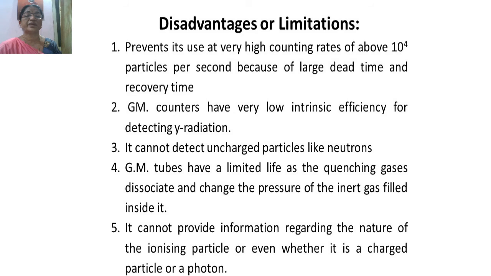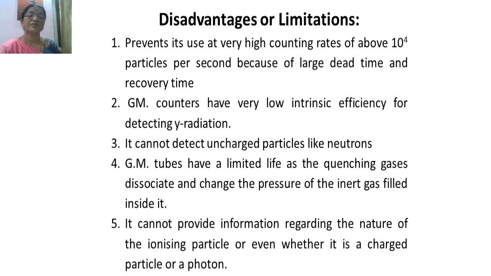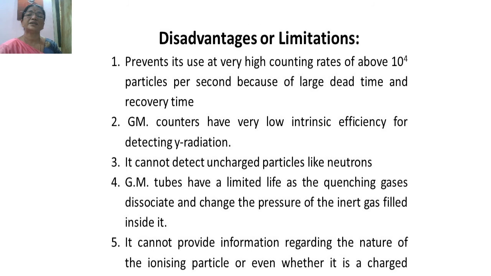GM counters have very low intrinsic efficiency for detecting gamma radiations. They cannot detect uncharged particles like neutrons. GM tubes have a limited life as the quenching gases dissociate and change the pressure of the inert gas filled in it. It cannot provide information regarding the nature of the ionizing particle or even whether it is a charged particle or a photon. So these are some of the disadvantages of the GM counter.